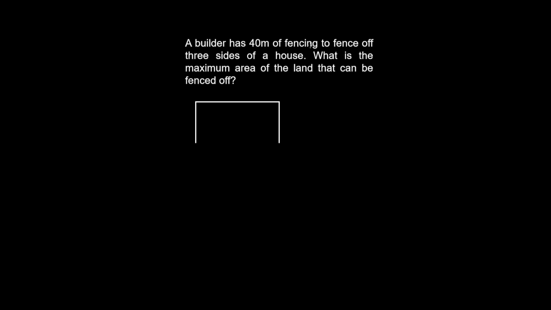A builder has 40 meters of fencing to fence off 3 sides of a house. What is the maximum area of the land that can be fenced off? If we denote the horizontal dimension as x and the 2 vertical dimensions as y, then the perimeter is x plus 2y, and that's equal to the amount of fencing we have, so 40 meters. Because we're asked for the maximum area, and the area is x times y, we can substitute for x and write this as 40 minus 2y, times y.